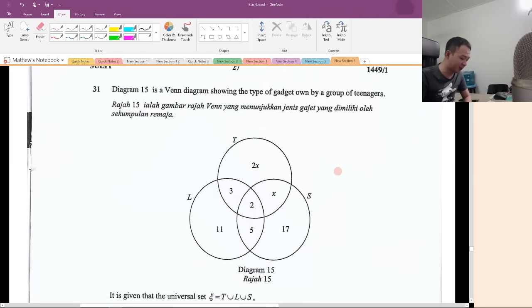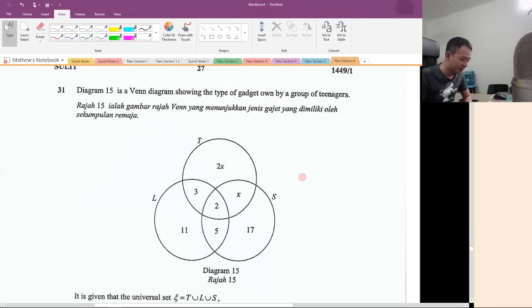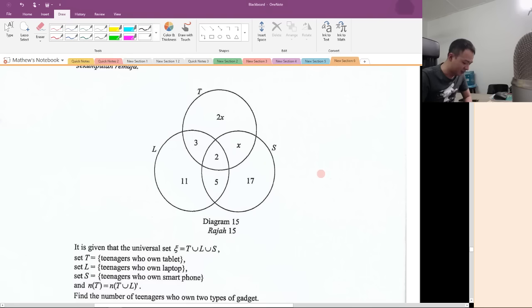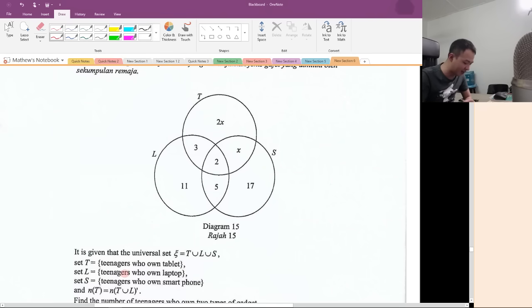So let me move on to 31. Diagram 15 is a Venn diagram showing the gadgets owned by a group of teenagers. Over here, T is the tablet, L is laptop, and S is smartphone. And they give us one very important piece of information here: the number of T equals the number of T union L complement.